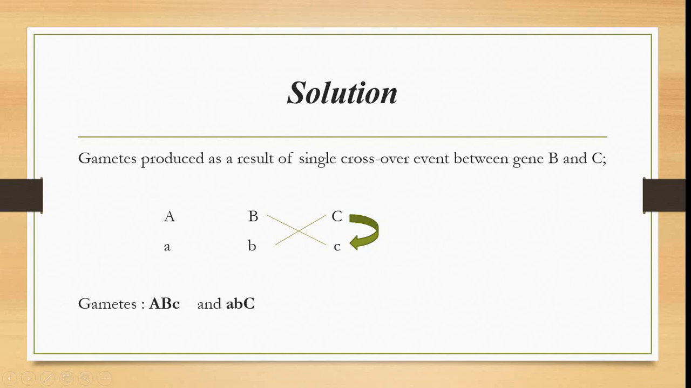I said it earlier, it occurs at the extreme. So the small c goes up and combines with capital A, capital B, so you get capital A, capital B, small c. And then the capital C comes down and combines with small a, small b. So you get small a, small b, capital C as the gametes. All right, so this is how you go about it.